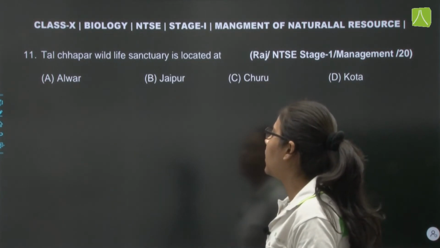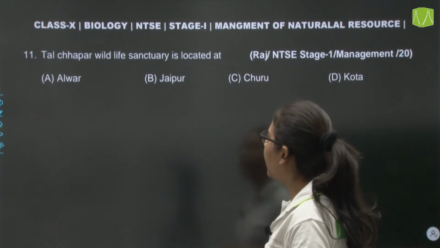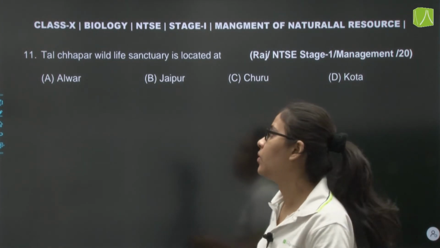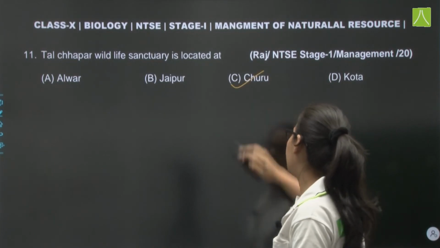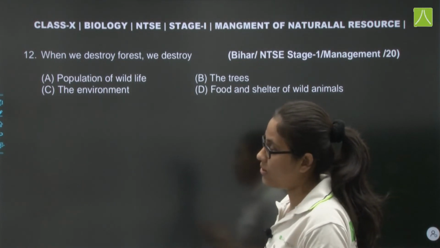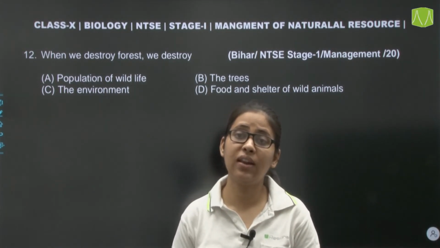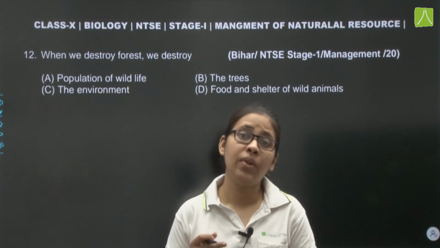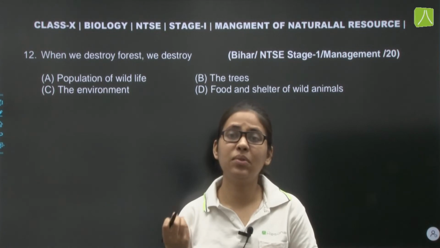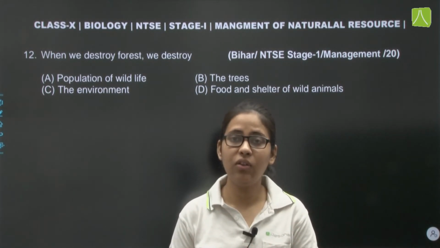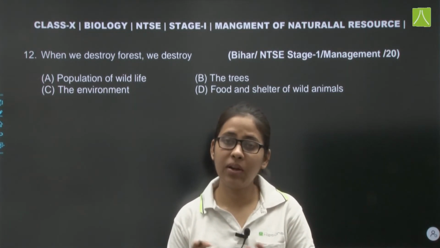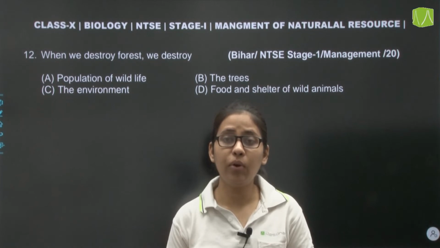Next question. Tal Chappar Wildlife Sanctuary is located at, this sanctuary is located in Churu. So the correct option over here is C. Next, when we destroy forest, we know forest consists of flora, fauna, microorganisms, aquatic ecosystem, habitat of many millions of microorganisms, animals, flora as well as fauna. So these combinedly form an environment. Our environment consists of biotic and non-biotic components.